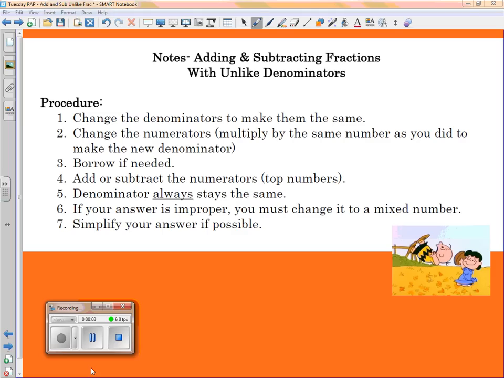Today we're going to talk about adding and subtracting of fractions with unlike denominators. There are 7 things we really need to follow. First of all, we need to always remember to change the denominators to make them the same. If we change the denominators, that means we have to change the numerators because we've got to make those equivalent fractions. We always have to borrow for subtracting if needed, and then we add or subtract the numerators, and the denominators, remember, always stay the same. And if it's improper, we change it to a mixed number, and we always simplify.